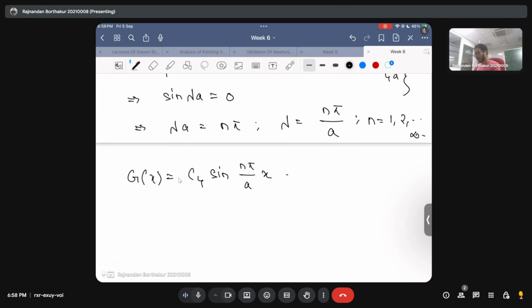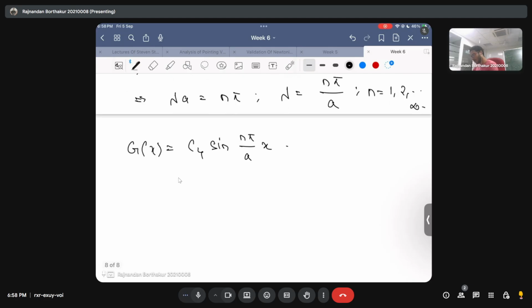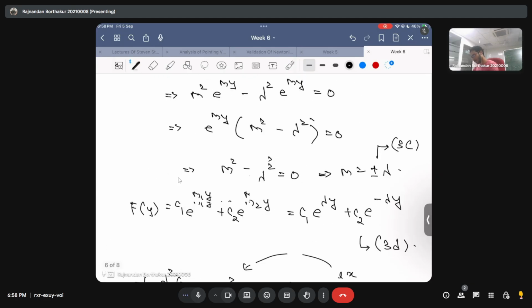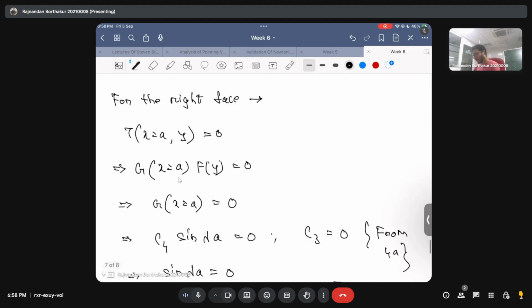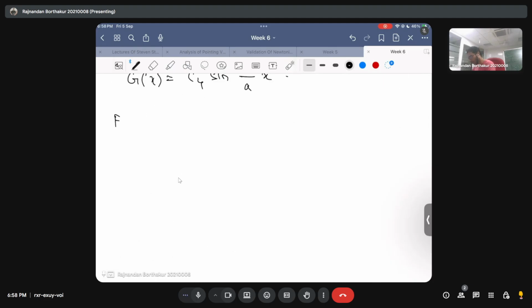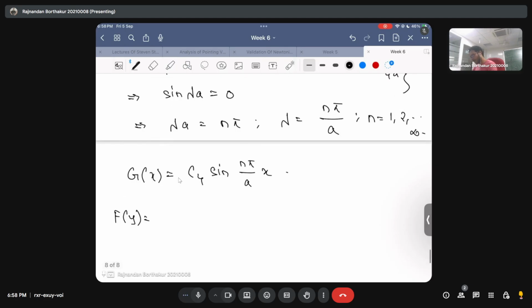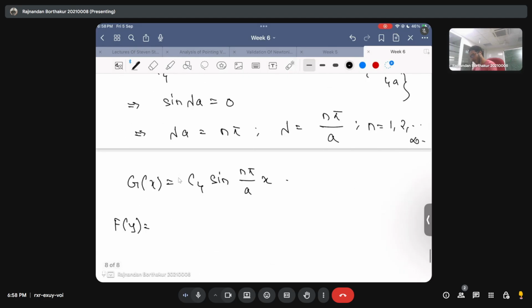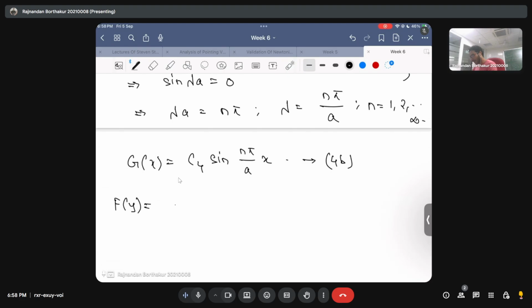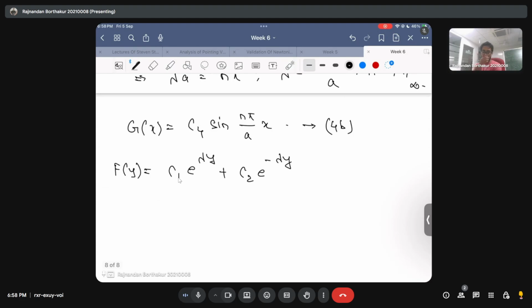Now let's try to solve for the f's. The solution of f, as we saw, is something like this. So f of y, as we calculated it, but before that let's name this. Let's say we name this 4b. As I said, your f of y was c1 times e power lambda y plus c2 times e power minus lambda y. Now let's use the other two boundary conditions and see what we can get from them.